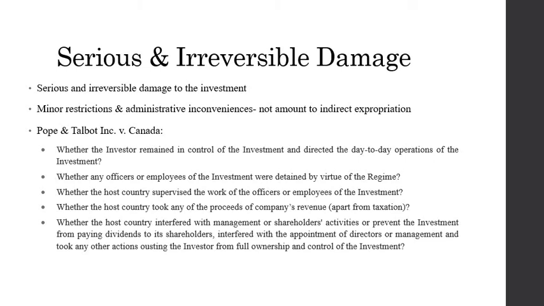The second criterion is serious and irreversible damage. The investor has to establish that the government's measure constituted serious and irreversible damage to the investment. Minor restrictions and administrative inconveniences would not amount to indirect expropriation. The determination of serious and irreversible damage is made on a case-by-case basis. What matters is not the duration of damage, but the adverse effects produced by the measure. Criteria for adverse effect have been explained by an arbitral tribunal in Pope and Talbot Incorporated versus Canada.